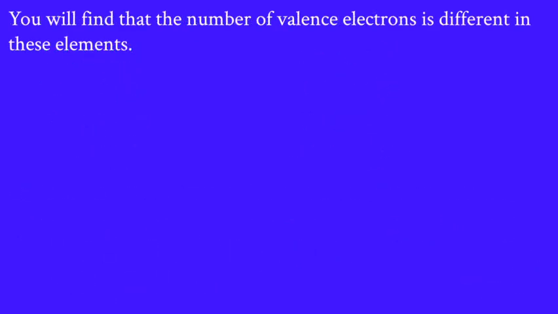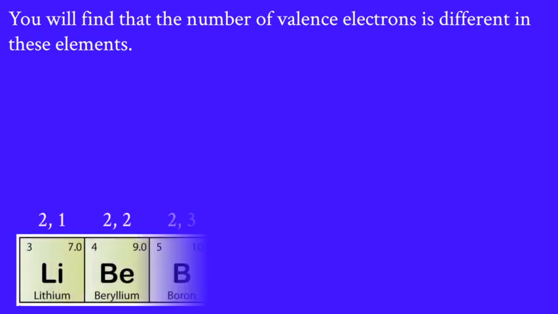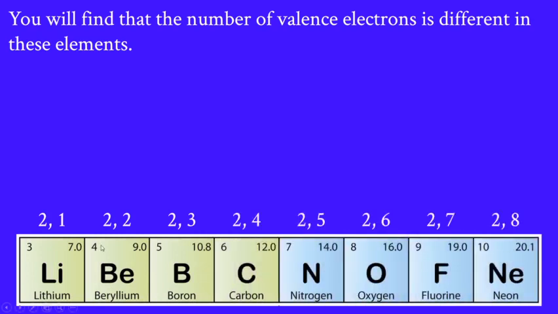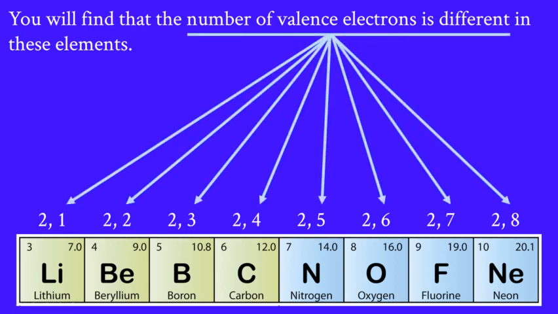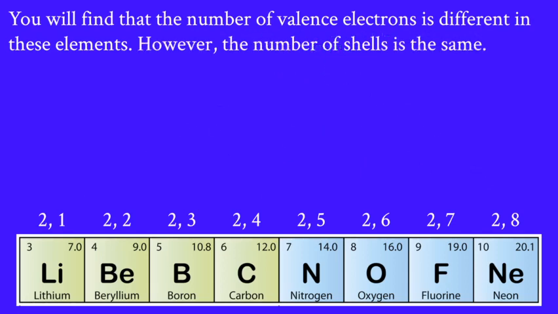You will find that the number of valence electrons is different in these elements. I have written the electronic configurations for your convenience. The number of valence electrons is not the same, they are different. So within a particular period, the number of valence electrons is always different. However, the number of shells is the same. As we move from left to right in a particular period, the number of valence electrons keeps changing. It keeps on increasing. However, the number of shells remains the same.